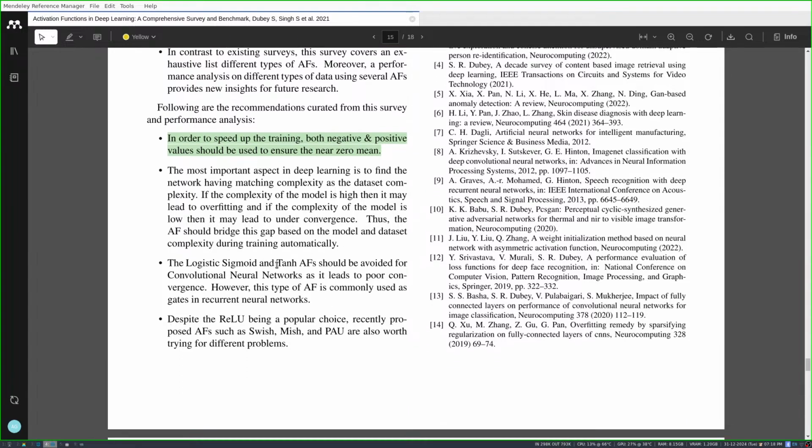The logistic sigmoid and tanh activation functions should be avoided for CNN. Pure tanh cannot be used for CNN. I don't know that. However, this type of activation function is commonly used in gates in recurrent neural networks. Wow, I did not know that. So tanh is bad for CNNs. And logistic sigmoid, I mean, I can use logistic sigmoid in the very last layer, right? Yeah, it's probably fine. They're talking about the hidden layers, the middle layers.